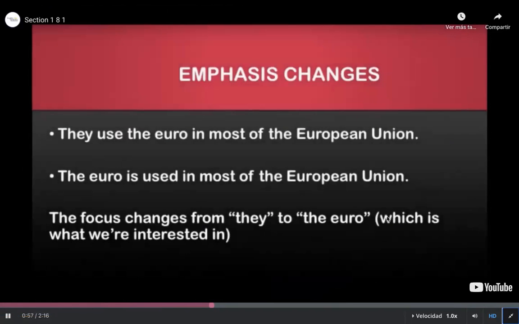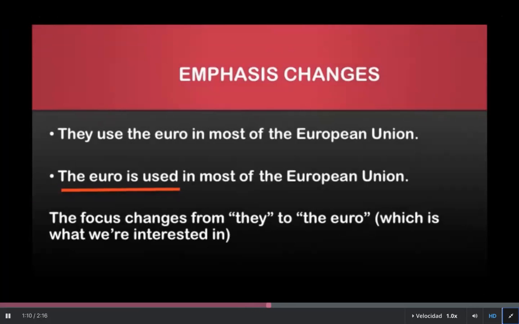As we saw with the simple past passive, we change the emphasis when we use the simple present passive. Instead of saying they use the euro in most of the European Union, we can say the euro is used in most of the European Union. The focus changes from they to the euro, which is what we're interested in.